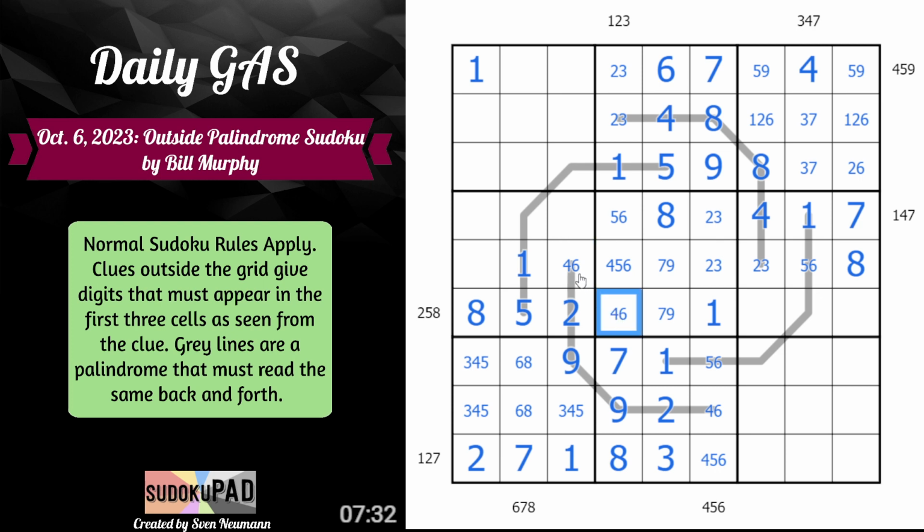this can't be double sixes because 6 has to go here or here. So this actually must be our double fours. Double fours, pull out the fours from here. 5, 6, 5, 6, 7, 9. I guess this is also 7 or 9.